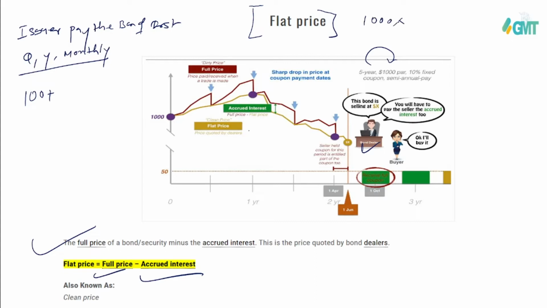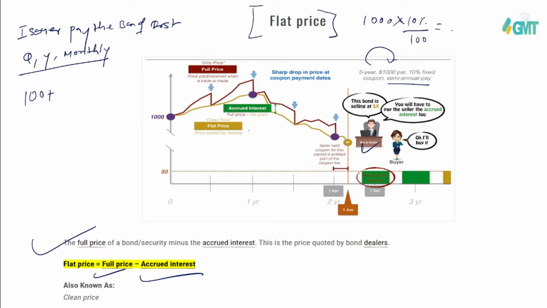$1,000 is the face value of the bond, and the interest payment is 10%, right? Then the bond term is for the next 5 years and the coupon is going to pay semi-annually. So it means every 6 months you would see the company will pay the 5% interest payment. Coupon means interest payment.